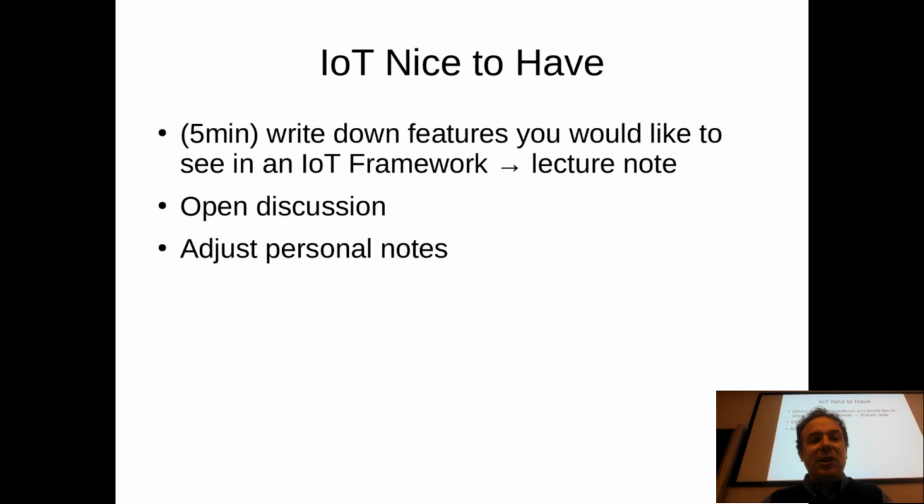So just 5 minutes. What are the features you want to see in an Internet of Things framework, so that you get the feeling that it really helps you to build Internet of Things systems, and also maybe maintain Internet of Things systems?